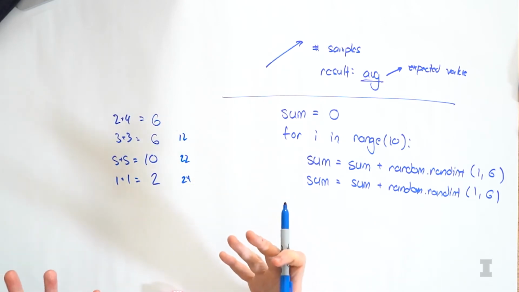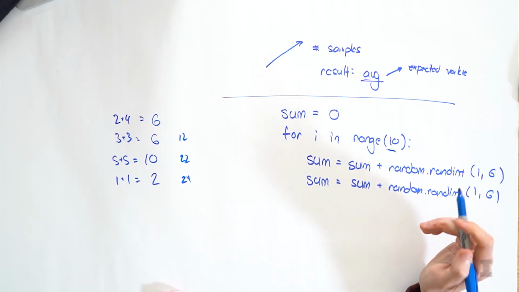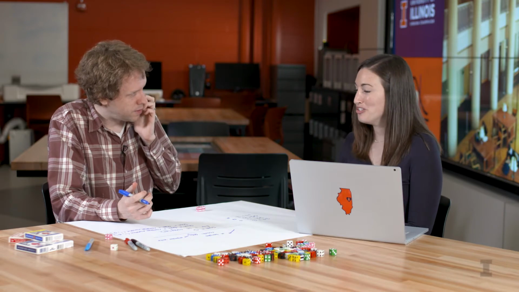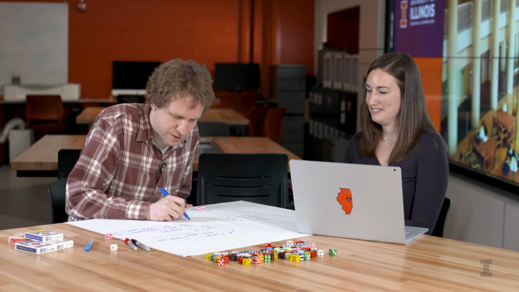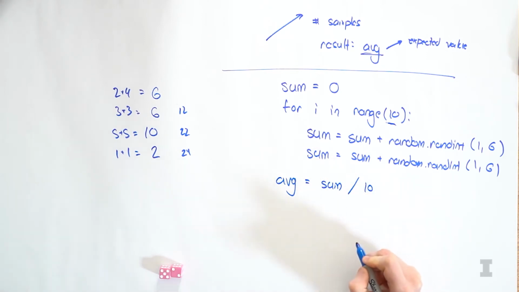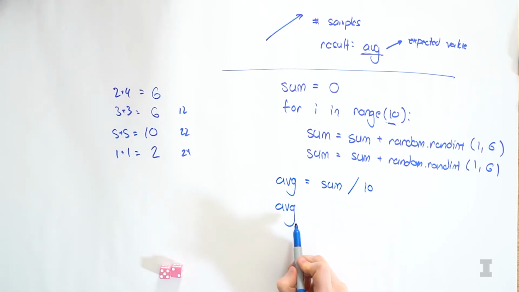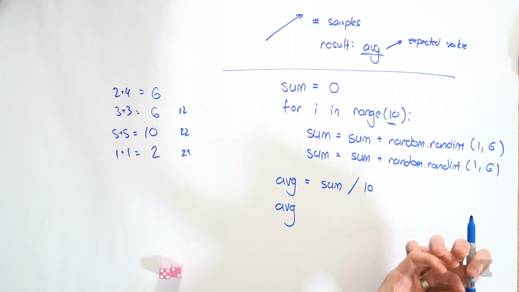And then to get an average, if I have 10 different dice rolls, how would I find the average of a sum? So basically, to find the average of the sum, you're just going to divide by 10. So I'm going to simply say average is equal to sum divided by 10. And now I'm going to write at the very bottom average as the variable, and that's going to tell Python to print out the value of average.